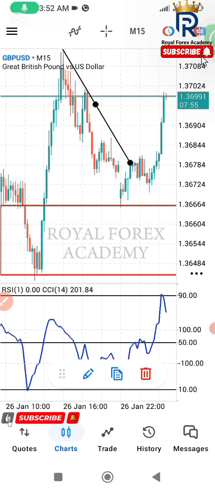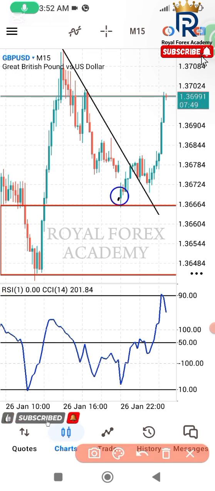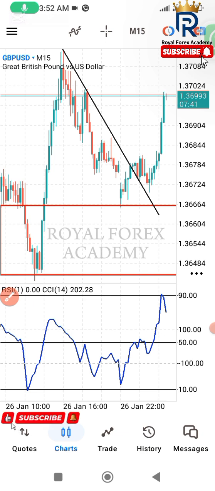You can as well use your trend line to find your entry in this price scenario. So your trend line being connected this way, perfect. What happened? Price broke out of the trend line, retested it, and you can see how price is pushing to the upside.